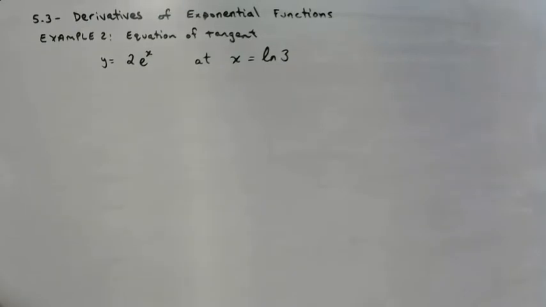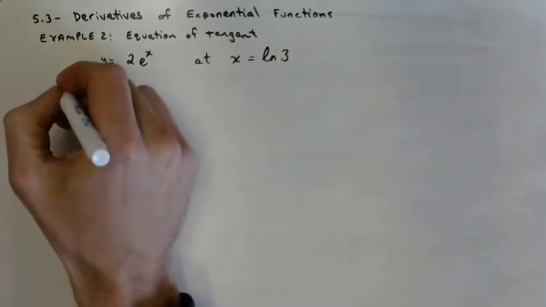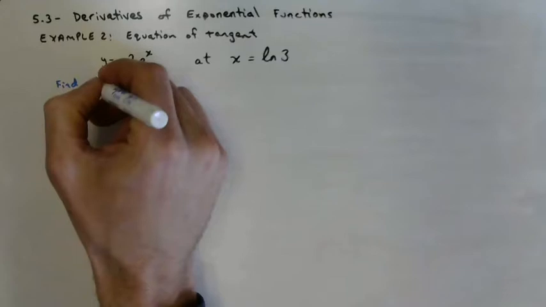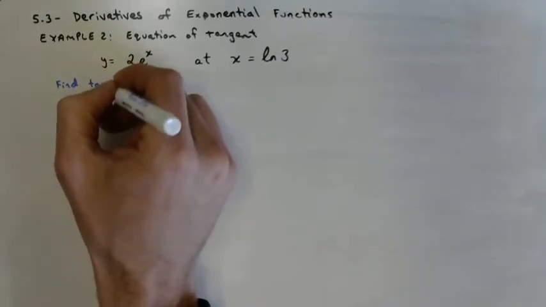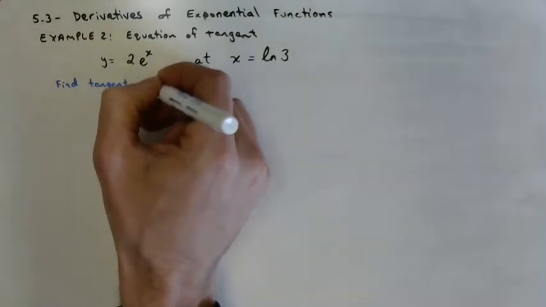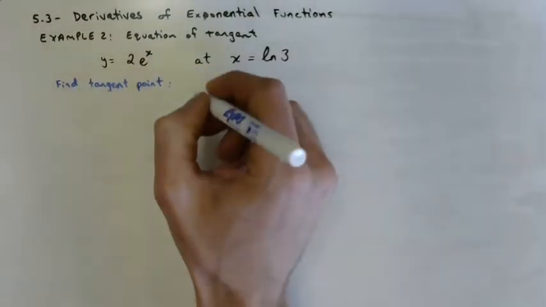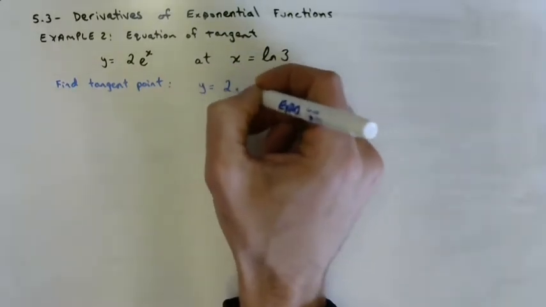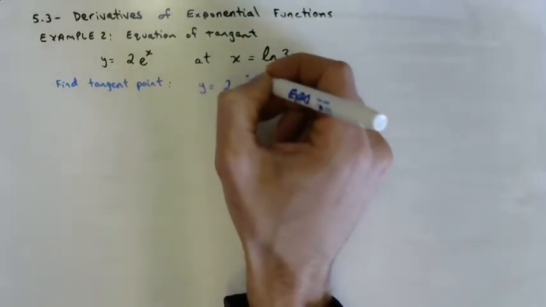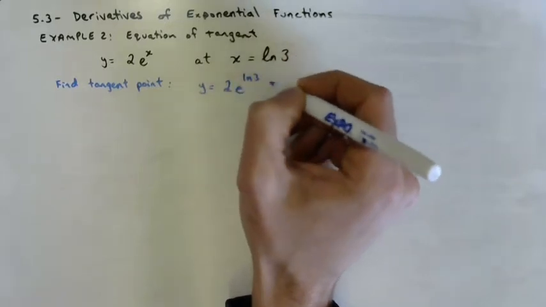Find tangent point. Sorry, not the critical point, the tangent point. In order to do that, we're just going to take y equals 2 times e, and we're going to raise it to the power of x, which is now the natural log of 3.